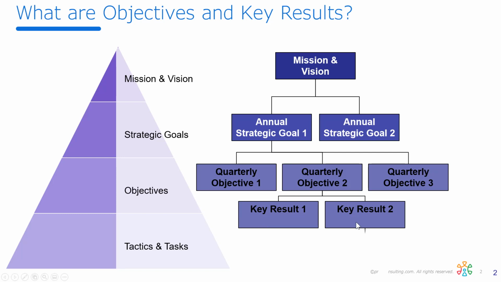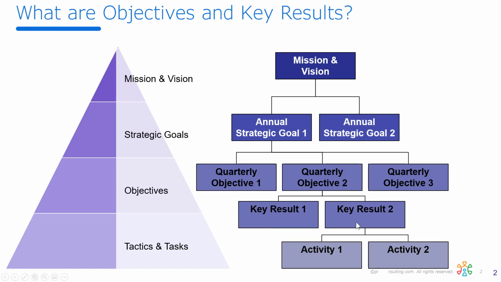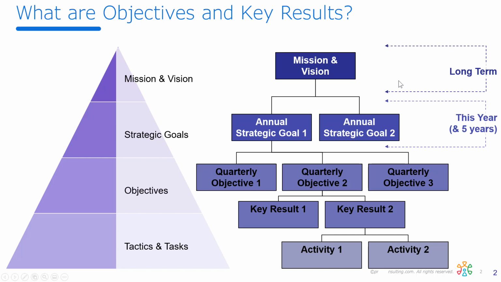And then finally, of course, beneath there somewhere are the activities you do. Now, it's important to note that this is a logical cascade, but there's a time frame to it too. So this top level is long term, 5, 10, 20 years. This is this year, what we expect to do this year, and reasonable expectation that will continue on for, say, 5 years. Then beneath that, obviously, is this quarter, and then finally, today.